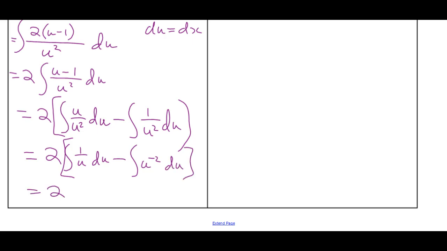All right, what's the integral of 1 over u? It's going to be the ln of the absolute value of u. And what's the integral of u to the negative 2? We add 1 to that. But then we multiply by a negative, so this is going to become a positive here, right? So it's going to be plus.